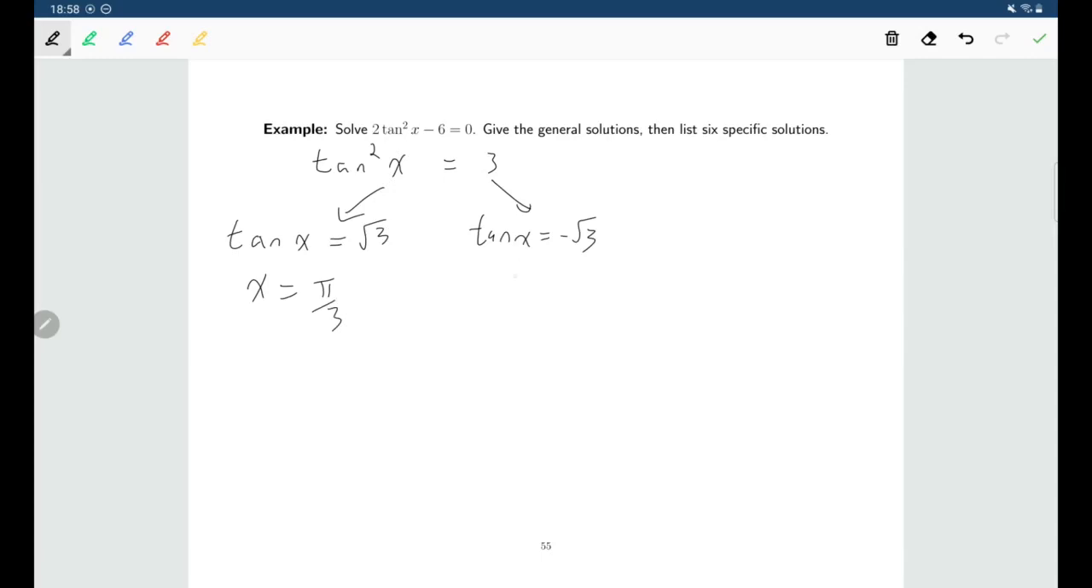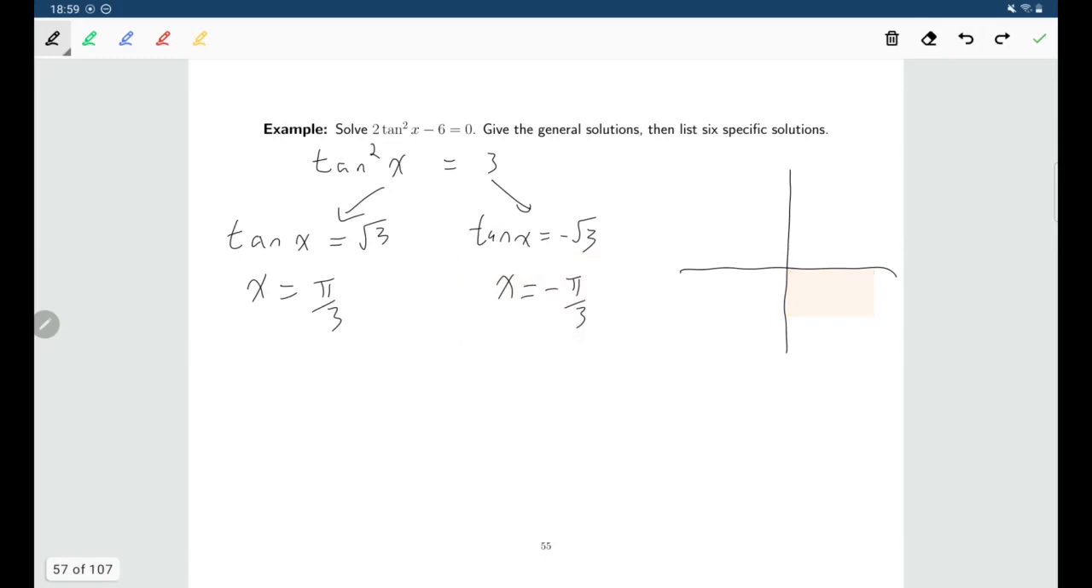And that also means that negative pi over 3 would give you a value of tangent being negative root 3. Now, we're looking for the general solutions, so we need to find all the solutions between 0 and pi. The one solution that we found here, pi over 3, definitely is between 0 and pi, so yes, we're happy with that one. The other solution, negative pi over 3, is not in my interval. That's not between 0 and pi.